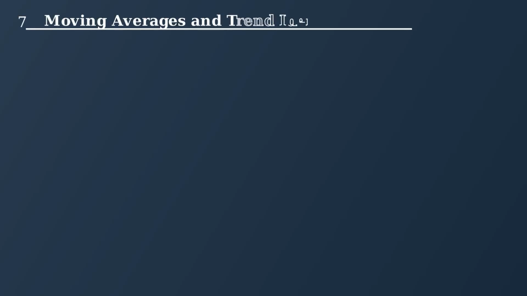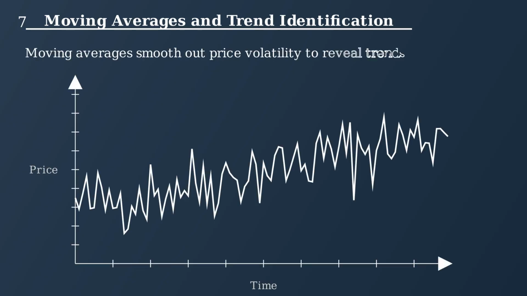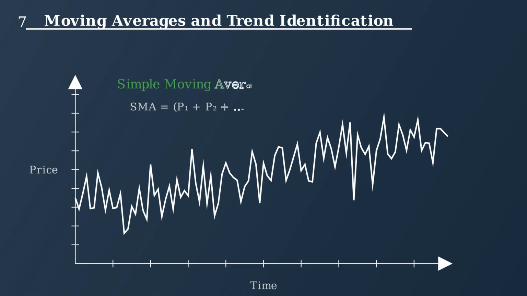Moving averages are essential tools in technical analysis, helping traders identify trends by smoothing out price data. Price action can be volatile and noisy, making it difficult to identify the underlying trend direction. A simple moving average, or SMA, reduces this noise by averaging price values over a specific period. This 20-period SMA calculates the mean of the last 20 price points.